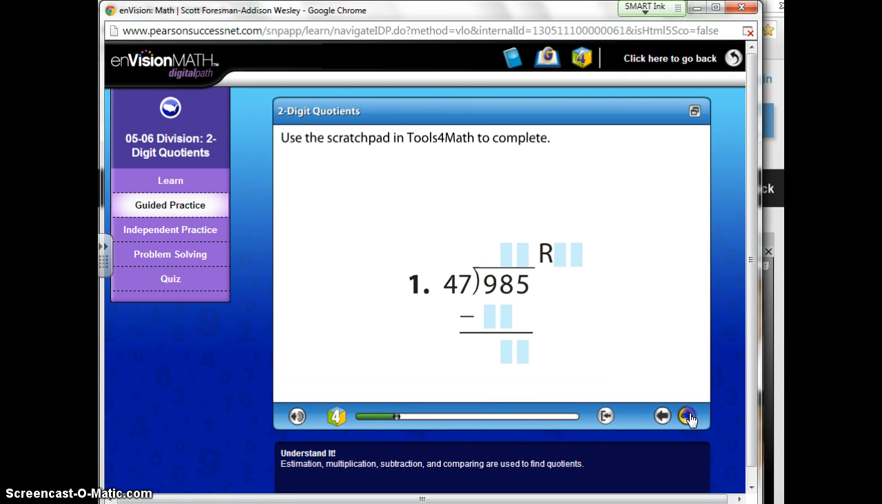Let's try another one like this together. 33 is our divisor. Does 33 go into 6? No. Does it go into 67? How do you know 2 times? Did you just guess, or do you know how to count by 33s?